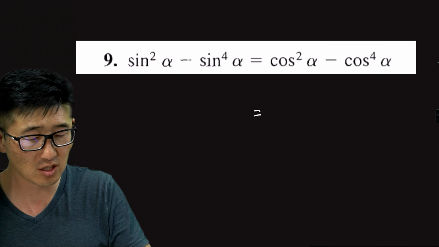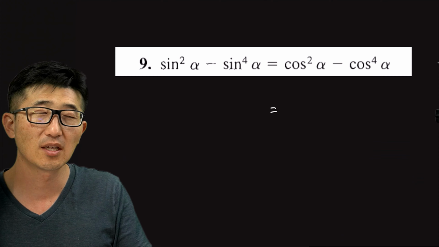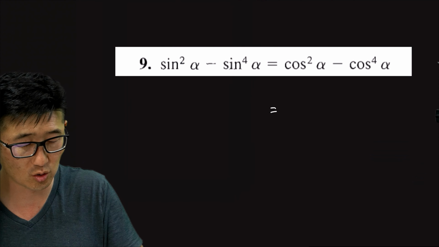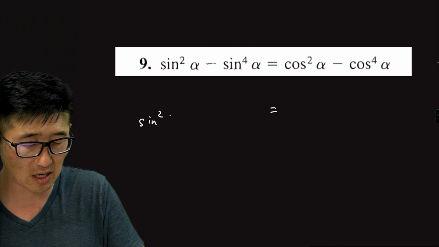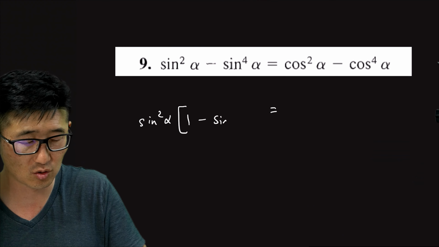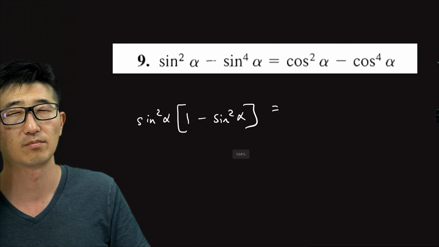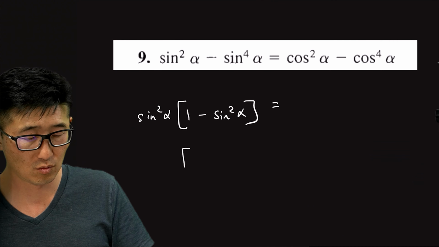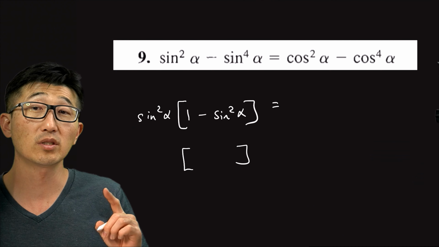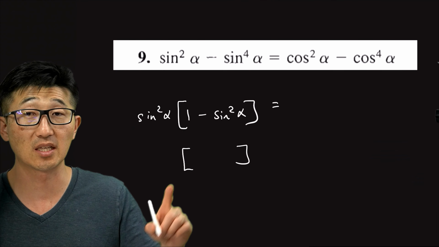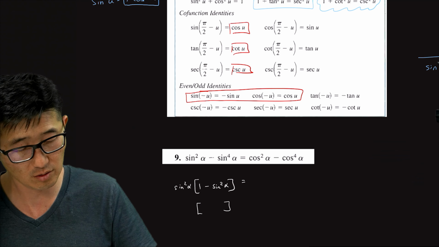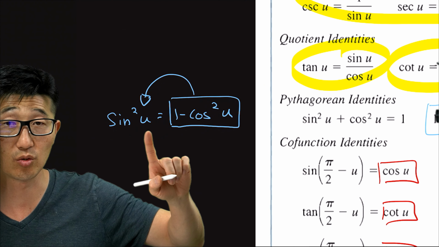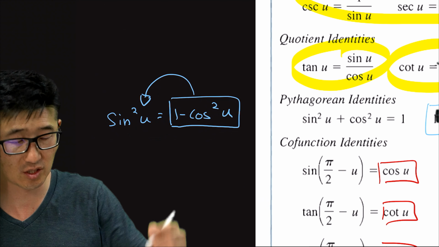So some of these, if you ask how do I start these? You do what you can mathematically. So here we can factor. So we're going to go sine squared alpha times 1 minus sine squared alpha. Do you see what I did? Does the 1 minus sine squared reduce to anything or does it just stay the same? We don't want to say it reduces to anything. We're asking, is this equal to something else?